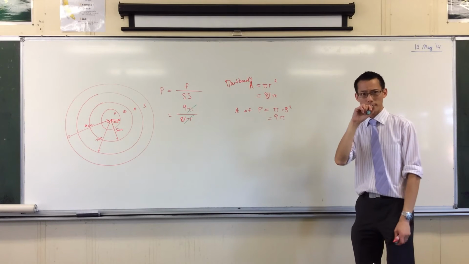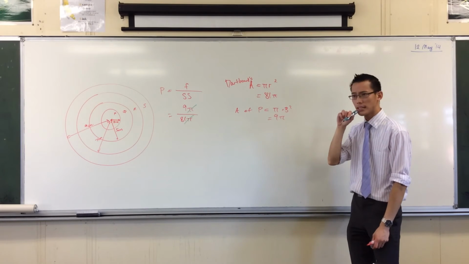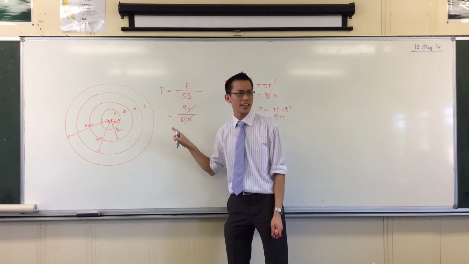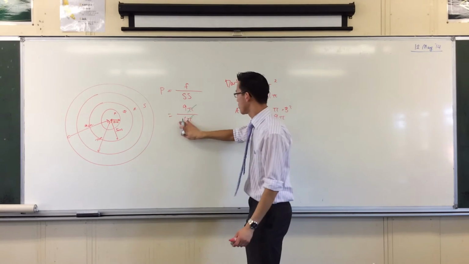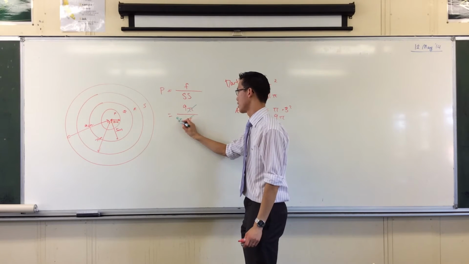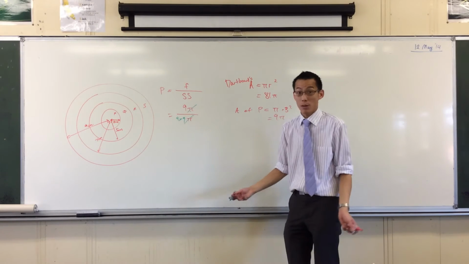Where did we get this 81 from? Where did that number come from? It was 9 squared, wasn't it? So I could write 9 times 9 here, couldn't I? And then I can get rid of a 9.